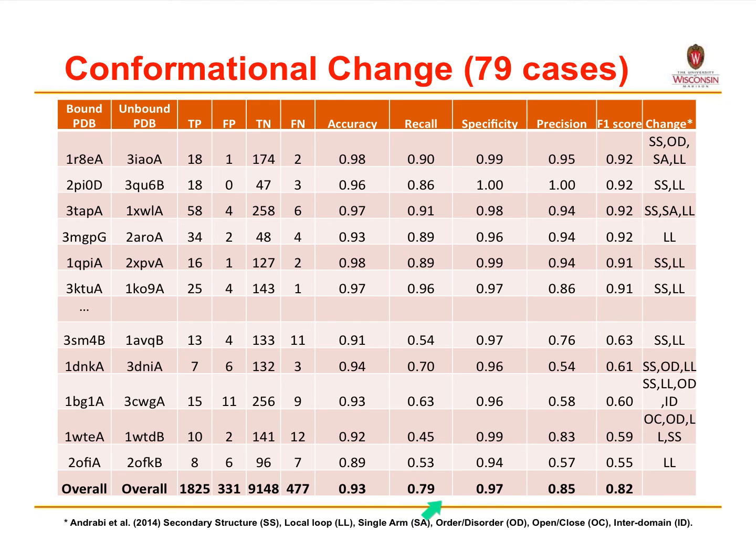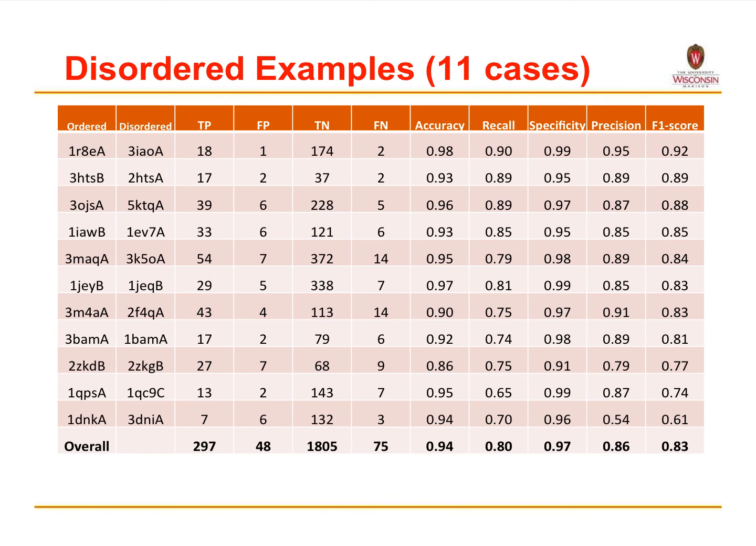So we got almost 80% true positive rate. Recall is the same as sensitivity. And the specificity was extremely high. So even on more challenging cases in which there is a non-trivial conformational change, the method seems to do well. Okay, and we even looked at some disordered examples.